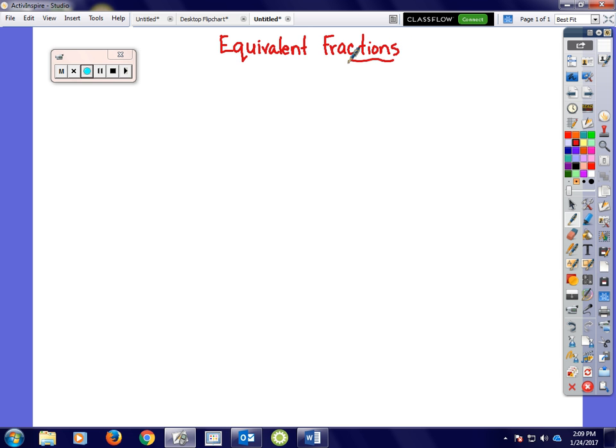First of all, what does the word equivalent mean? It sounds like a word that we've used several times. Equal. So equivalent fractions are equal fractions. So in class during warm-up, we showed how to make equivalent fractions using pictures.